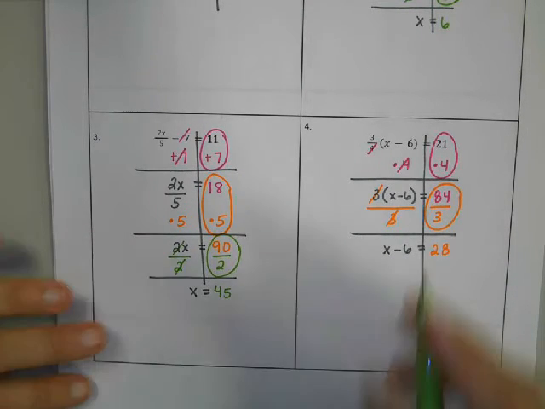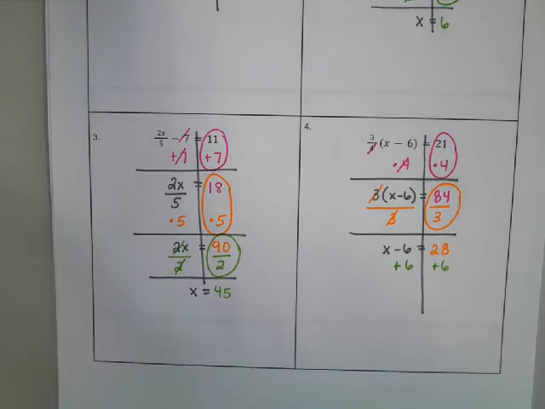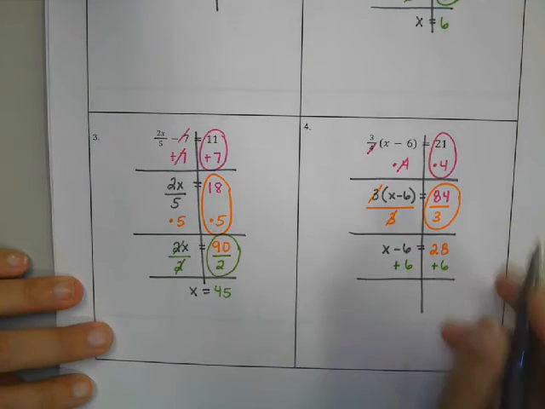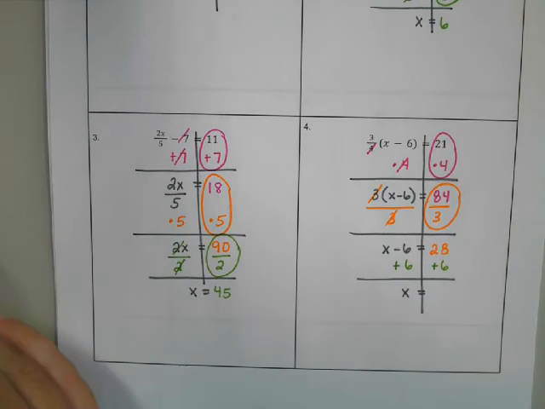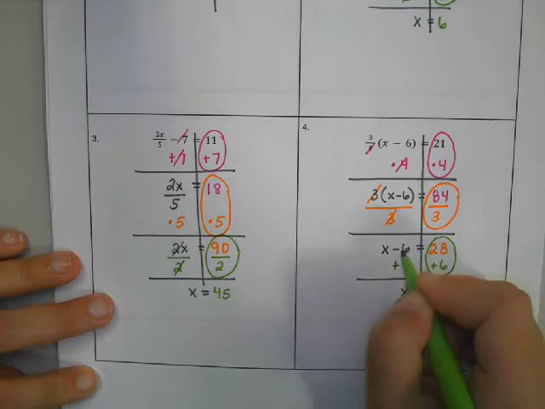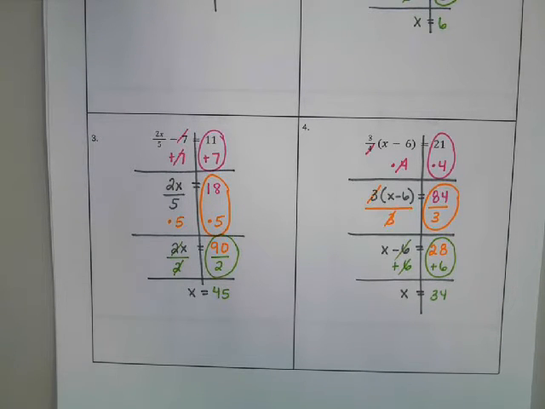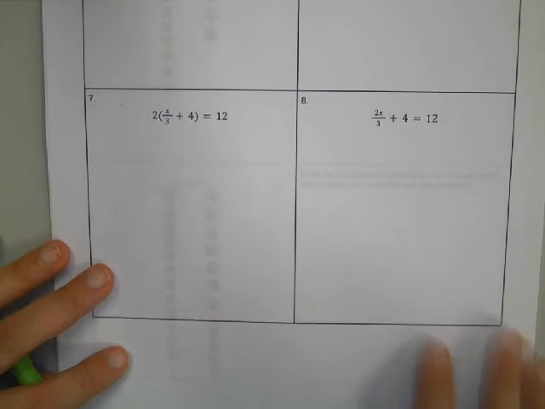Last but not least, I'm going to add 6 on both sides. And when I simplify, I get x equals 28 plus 6 is 34. All right, we have a few more examples to try, so let's try number 5.